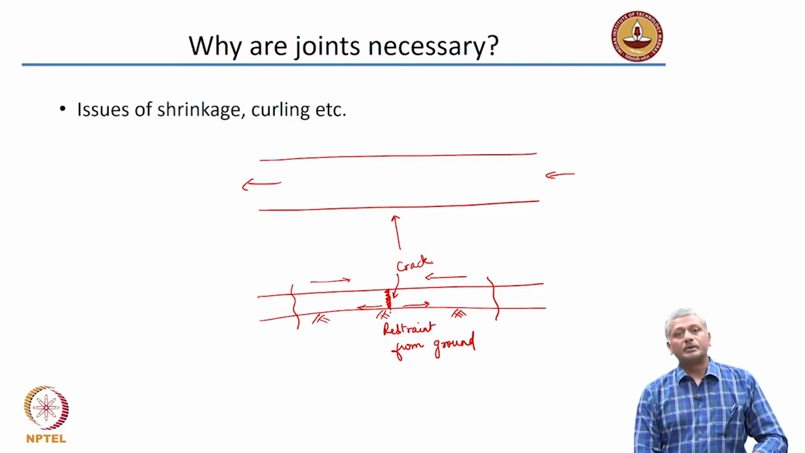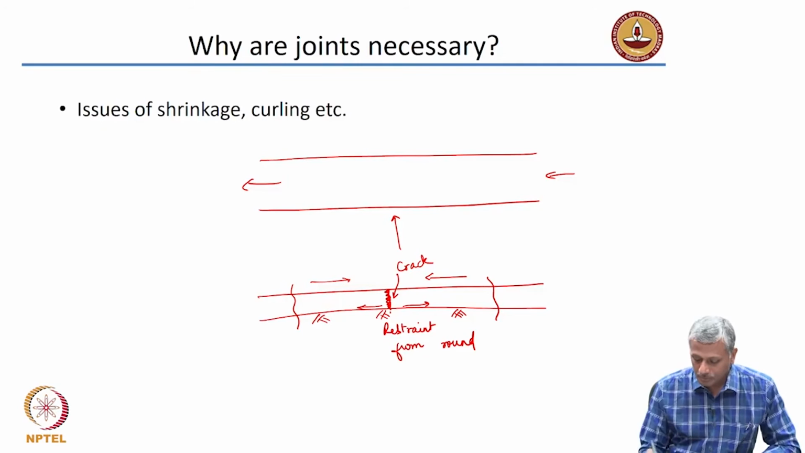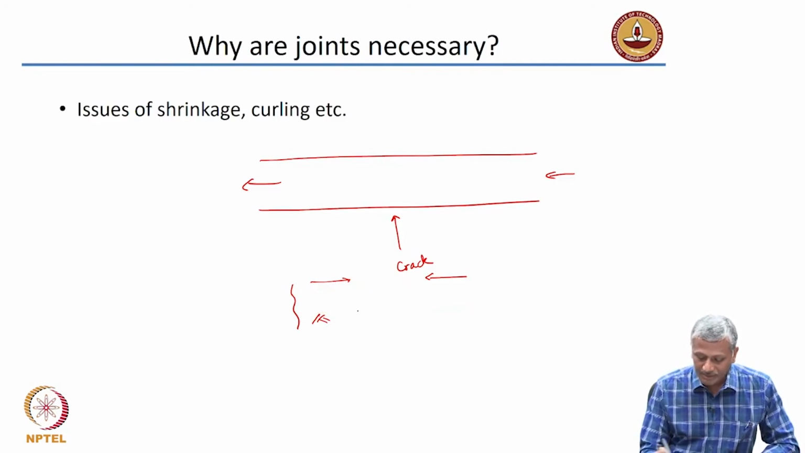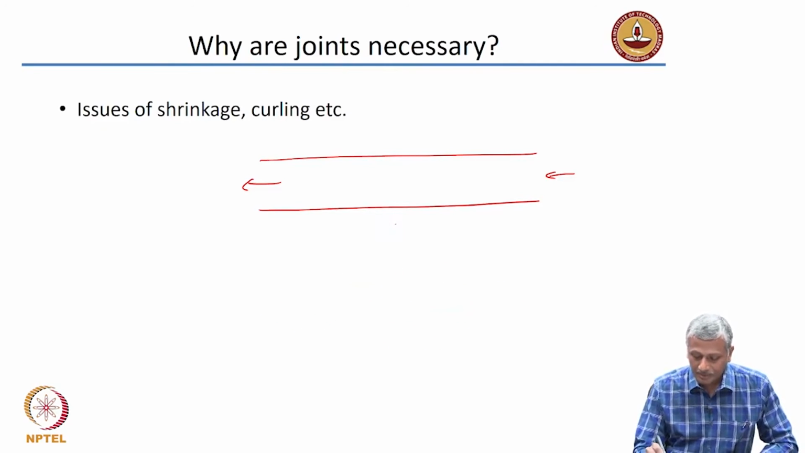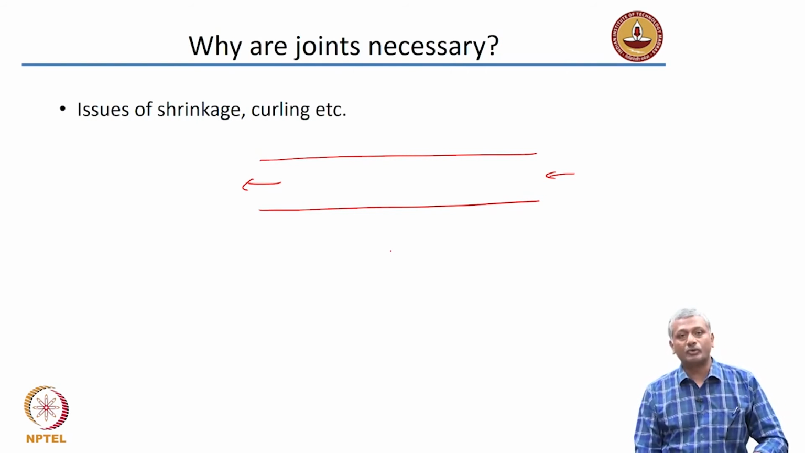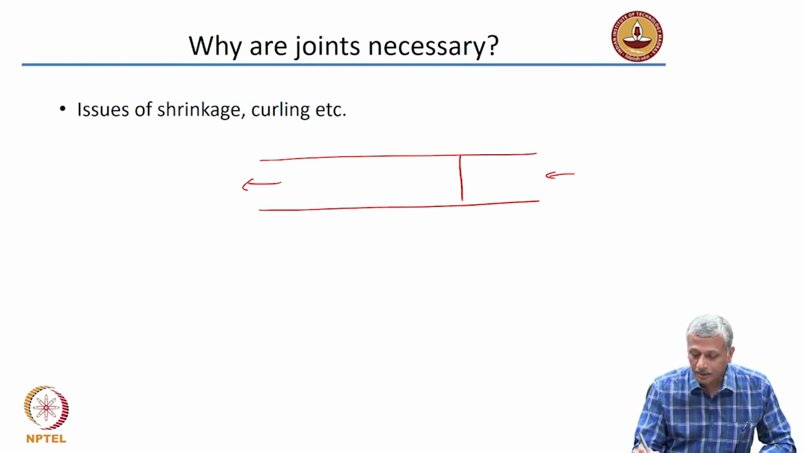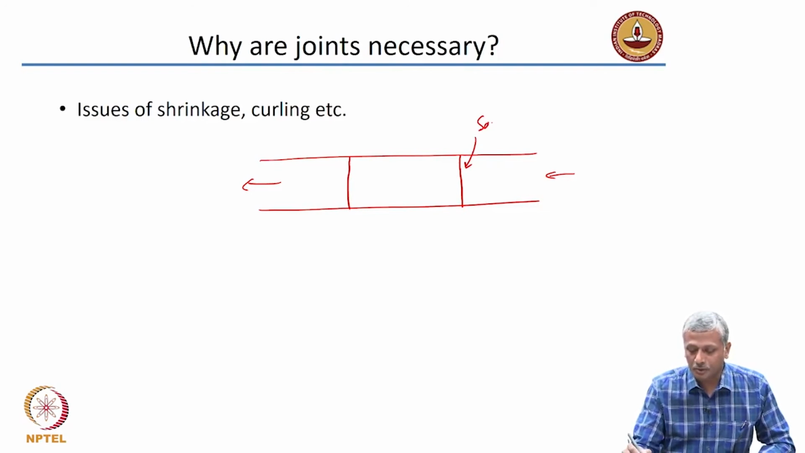So, in jointed concrete pavements, what are we doing? We want to make sure that cracks don't appear in any location. In other words, we are predetermining the location of cracking. What do we do in that case? Let's say this is again the strip of concrete. What we are simply doing is cutting joints. We use a concrete saw to cut these joints.